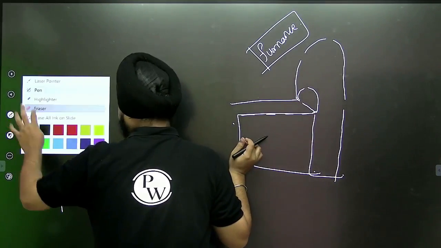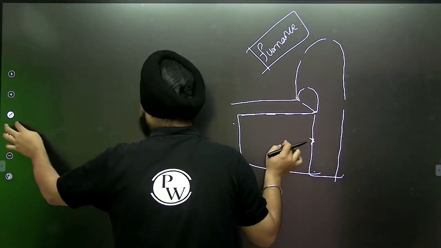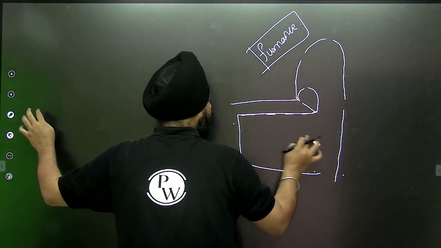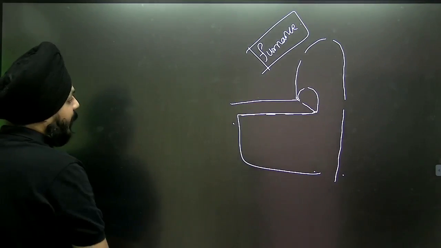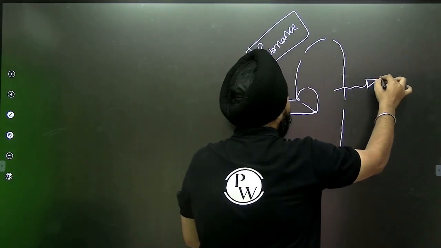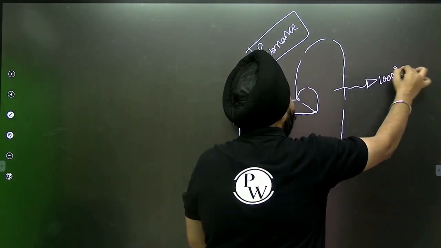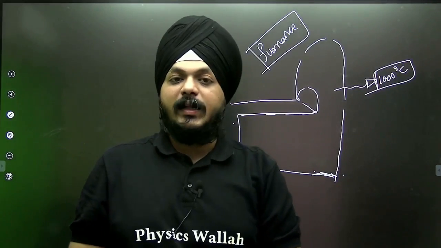Platform is there, right? I'm talking about the furnace. Okay, see, in the furnace, what happens here? In the furnace, the temperature is approximately 1000 degrees centigrade.